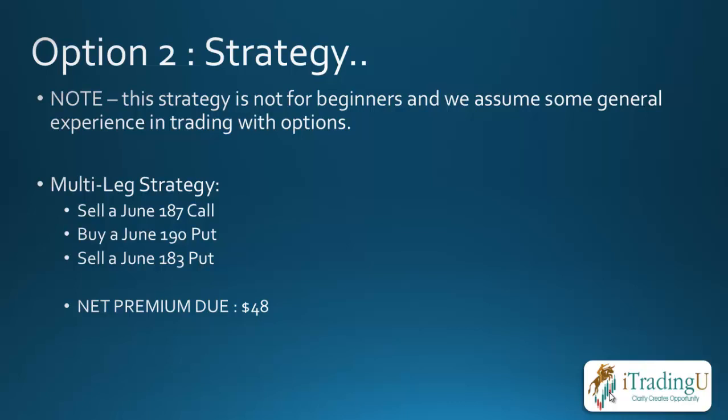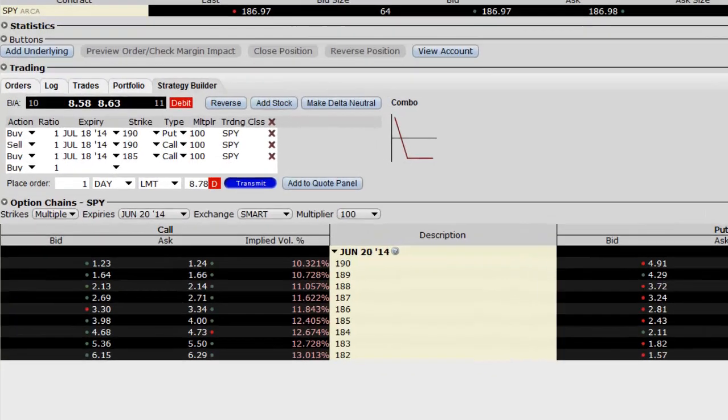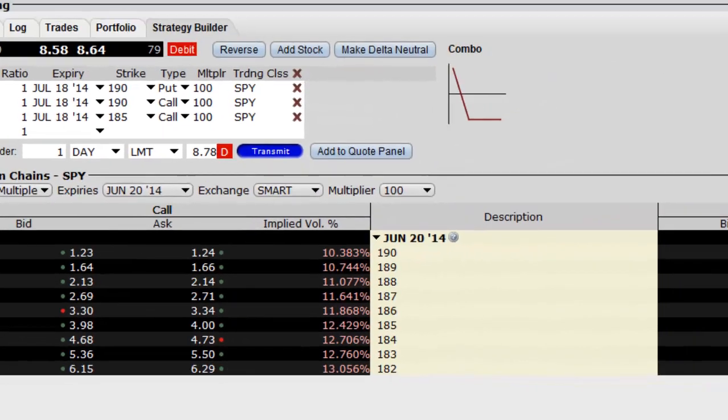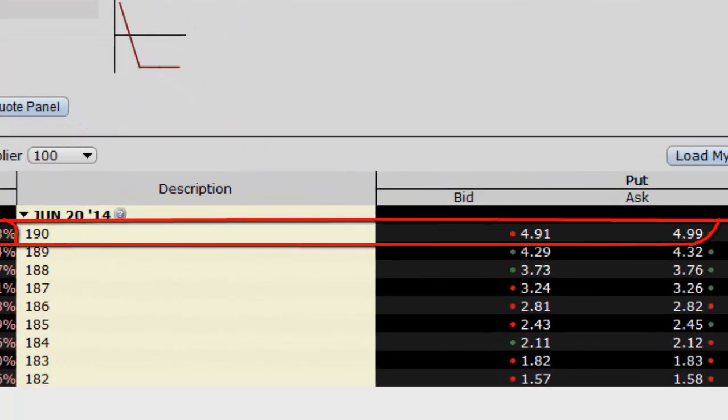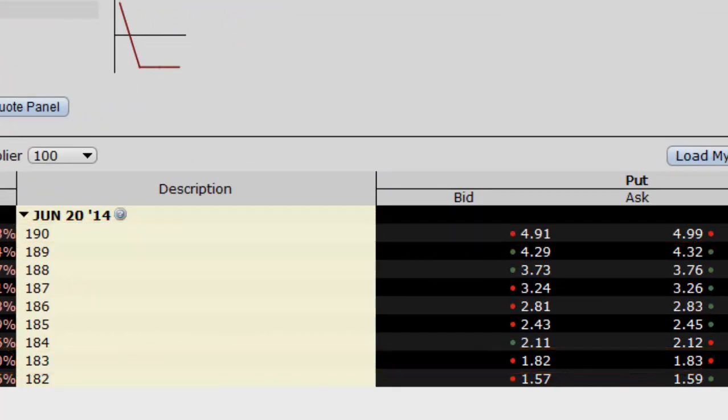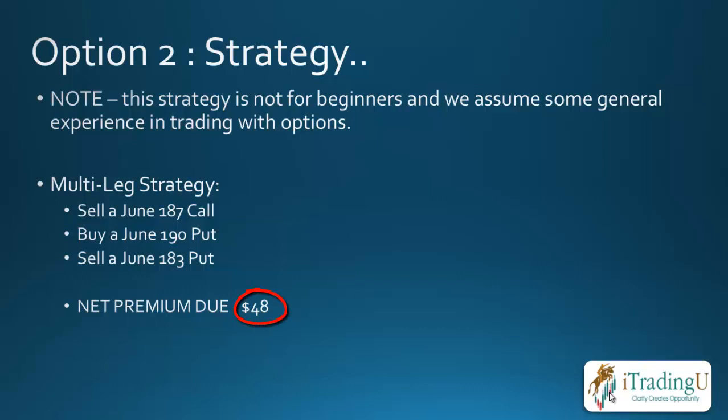The strategy I'll be using today is a multi-leg strategy. I'm actually going to do more than one option at the same time to create this payoff profile. I'm not going to spend a lot of time on the construction of the trade because I want to show you the outcomes more for now. But for those of you who have interest in it, the trade contains the following three options. I've sold a June 187 call, and at the same time bought a June 190 put. In addition to those two, I've also sold a 183 put for June. Net, this strategy costs me a premium outlay of $48.